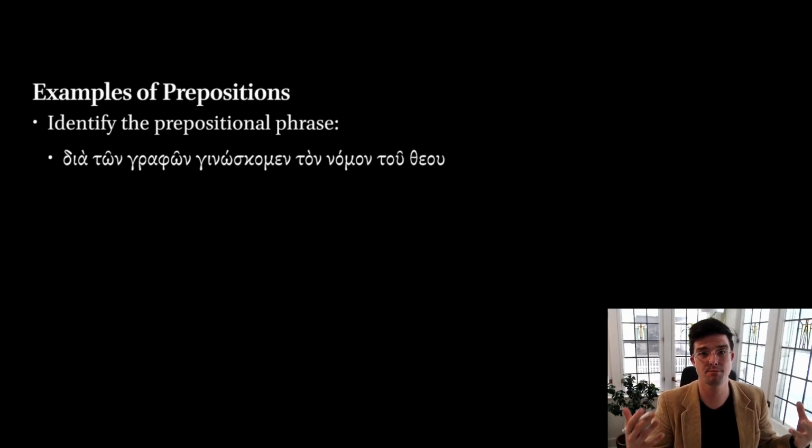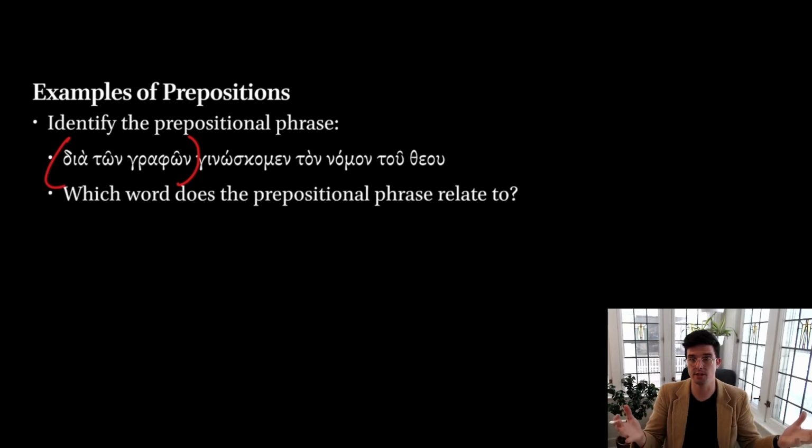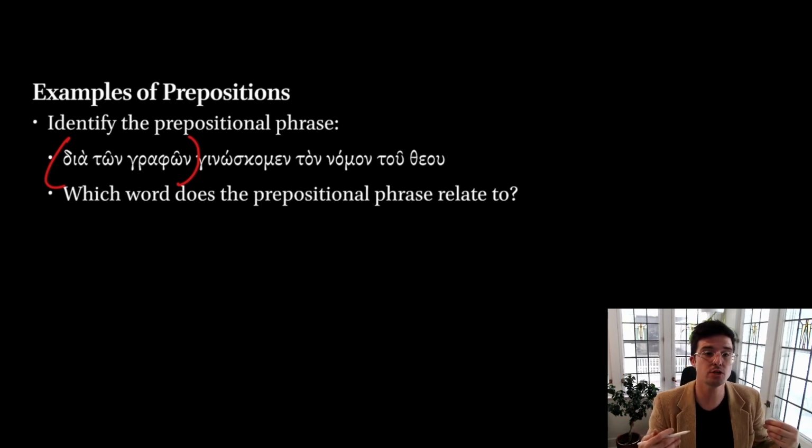So what is the prepositional phrase? In this case, it is going to be dia ton graphon. And the next question I want you to engage, so maybe pause the lecture here for just a second and take a look at it, is which word does the prepositional phrase relate to? So if prepositions are words that relate different words together, what are the words being related? If the prepositional phrase is dia ton graphon, which means by the writings, what word does by the writings relate to?